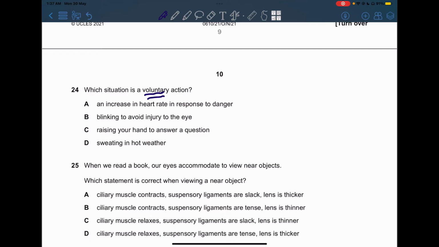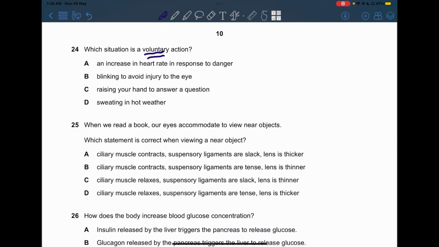Now, question number 24, which situation is a voluntary action? You have to take care of the word voluntary over here. Sometimes students are in a rush and they will answer it as involuntary because that's what they are used to answering. But no, please take care and read the questions, and don't answer in a rush. You have 45 minutes. I guess that's more than enough. If you're going to spend 1 minute on a question, of course you're going to have time. So please don't answer in a rush and read the questions very carefully. So we're going to be choosing something that you do at a conscious level. Of course, this is raising your hand to answer a question.